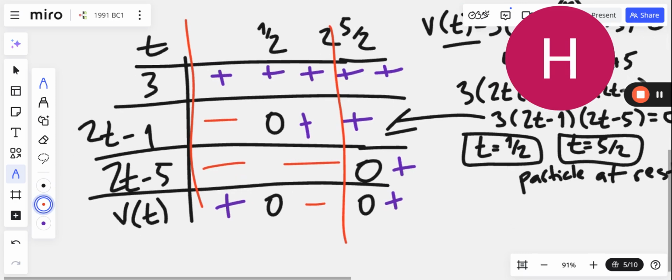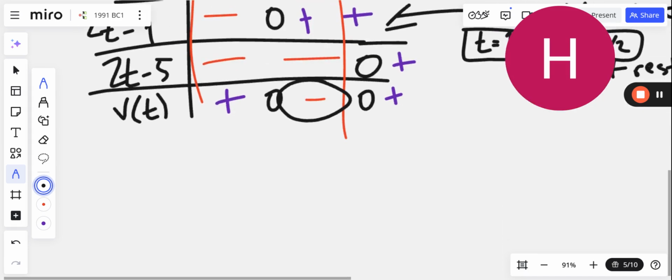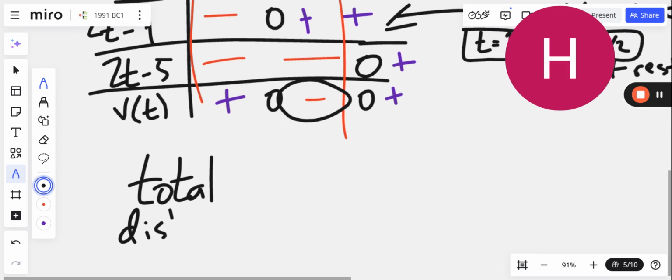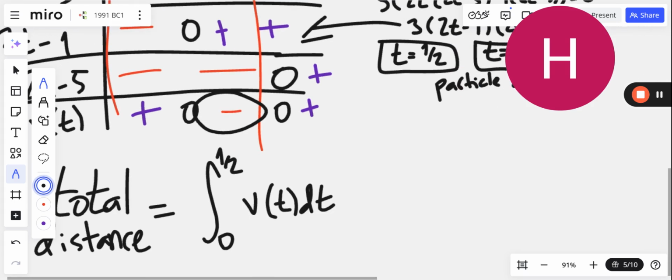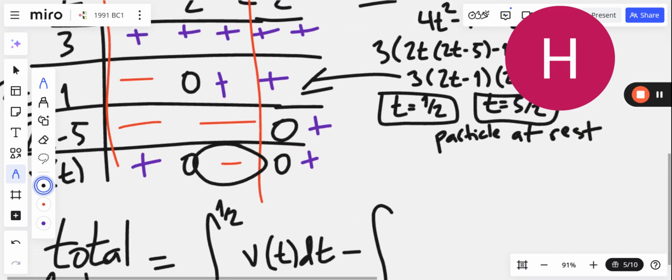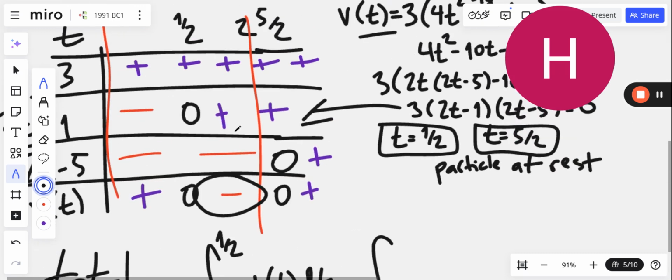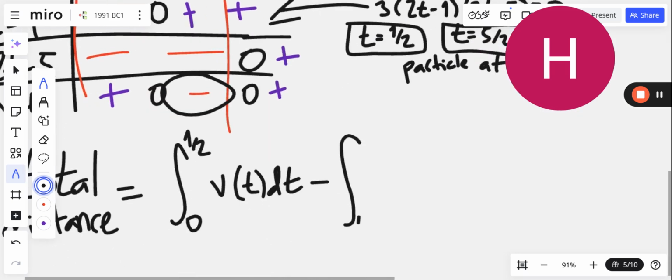But our region cuts off at 2, so really we only care about what's happening from here to here. If you notice that the velocity is negative from 1/2 to 2, that means that for the total distance, we're going to have to take that integral value and subtract it. It's going to be a negative integral value. We need to turn it positive. So we want the integral from 0 to 1/2 of the velocity. But then we're going to subtract this distance from 1/2 to 2, because from 1/2 to 2, they're going backwards, but we want to add that distance. So we need to subtract the negative value of the integral.